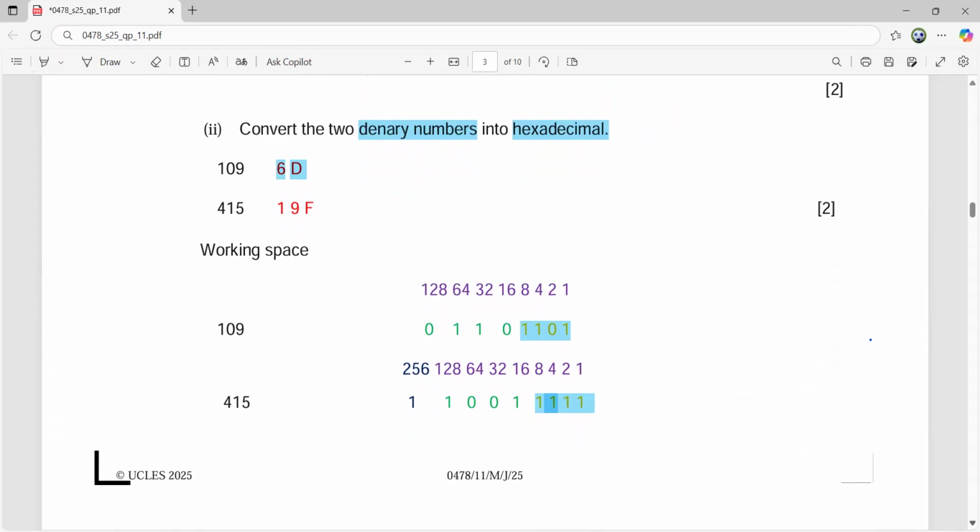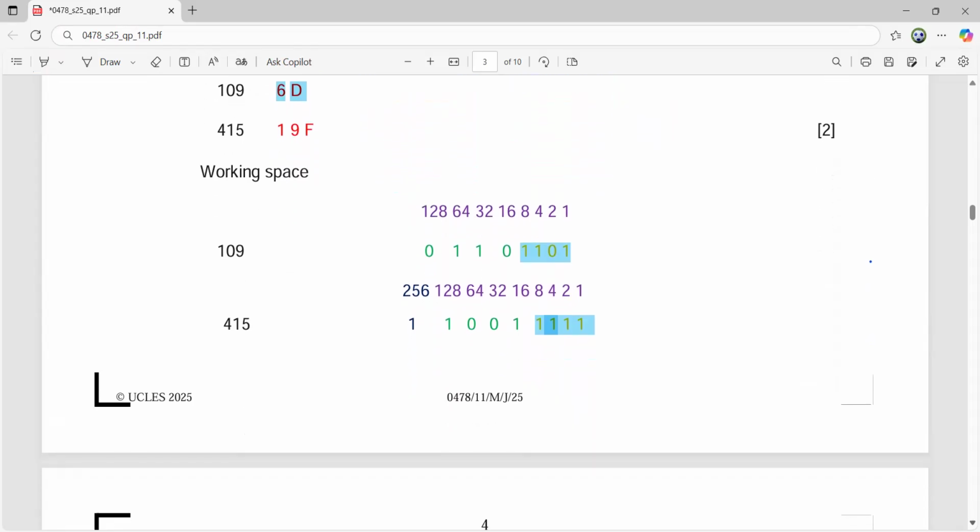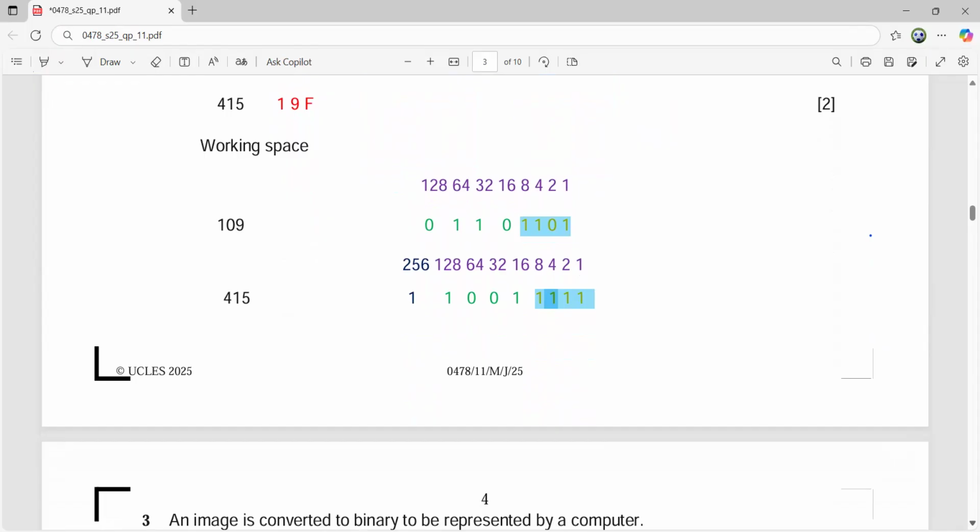I hope that there's no query. We have done the conversions. Any query? Or should we move?